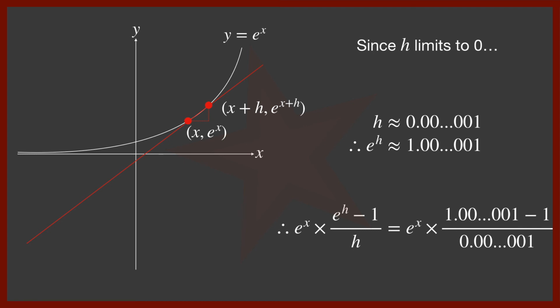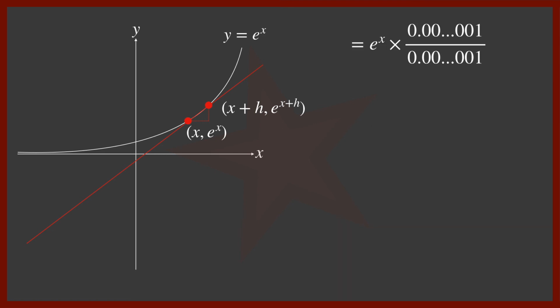So now we can just plug our values of h and e to the h into e to the x multiplied by e to the h minus 1 over h. This leaves us with e to the x multiplied by a very small value over itself, which can just be written as e to the x times 1, which just leaves us with e to the x, which is what we've been trying to prove from the start.